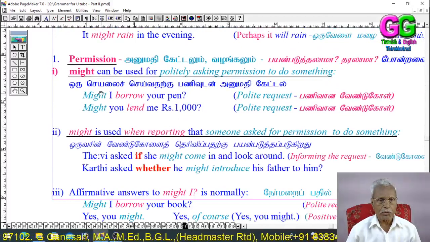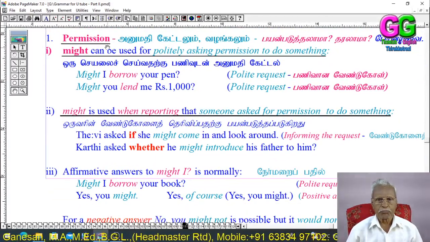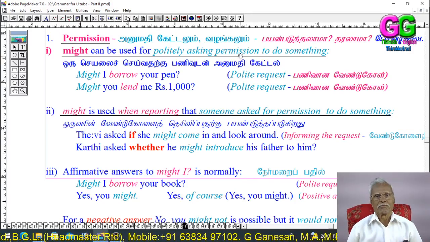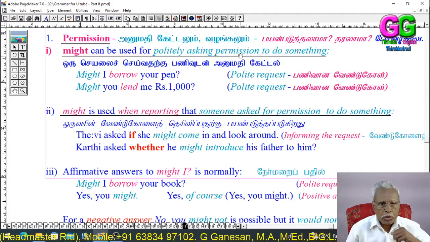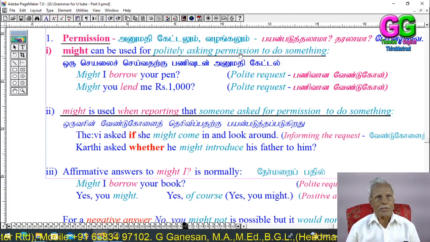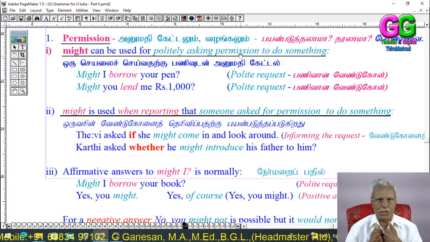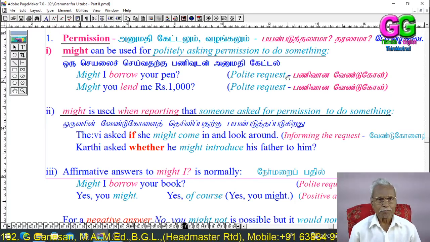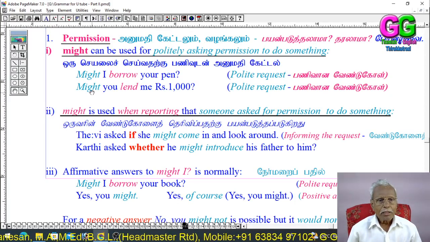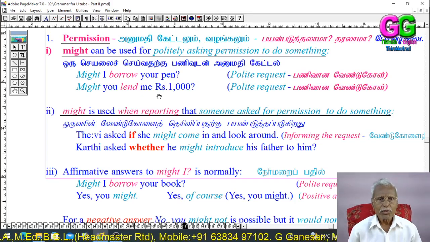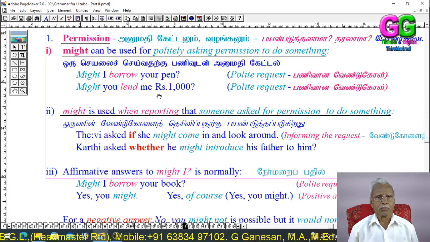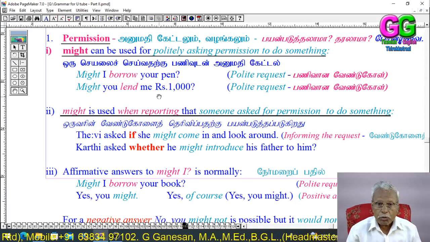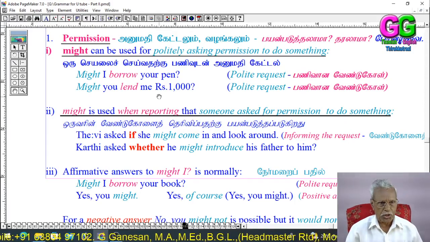You see, first we are going to the first use of might. Permission. One: might can be used for politely asking permission to do something. Might I borrow your pen? Might you lend me rupees 1000? These are polite requests, like, may I borrow your pen? This is a polite request.